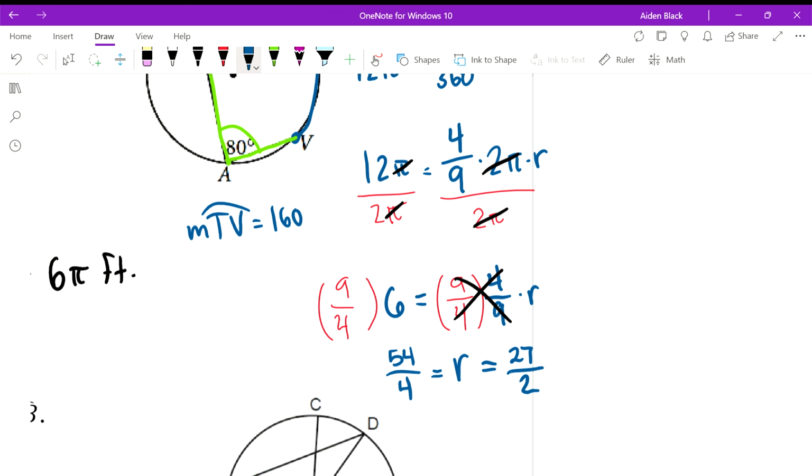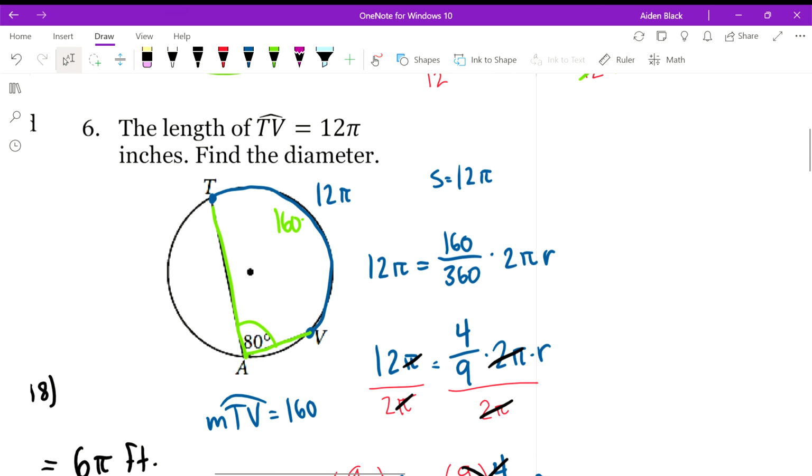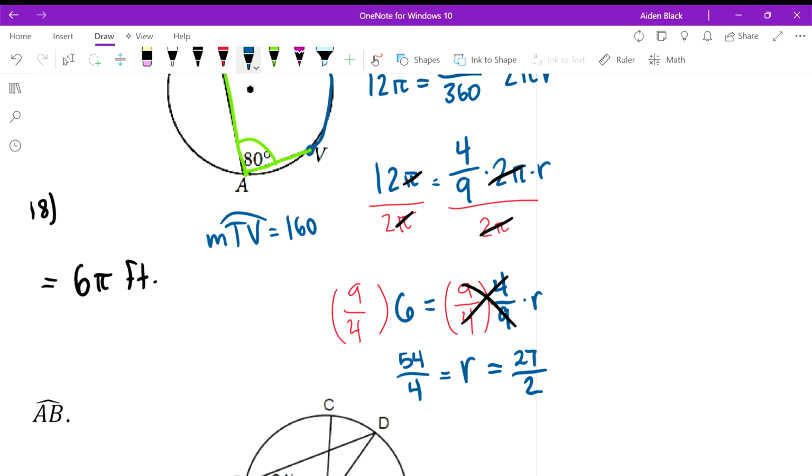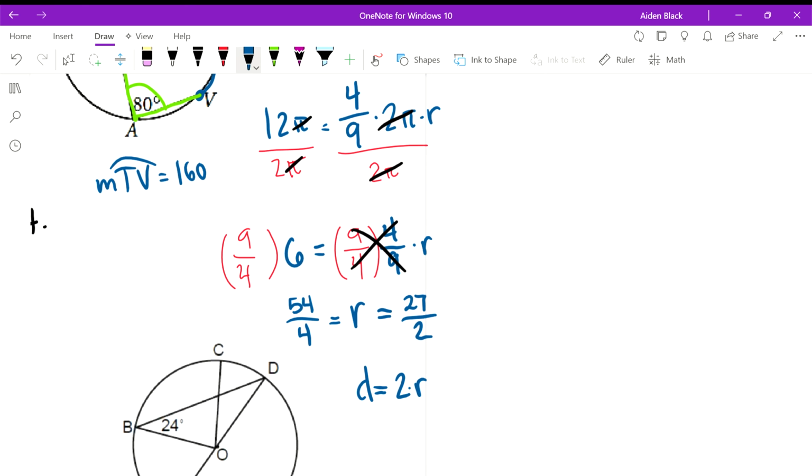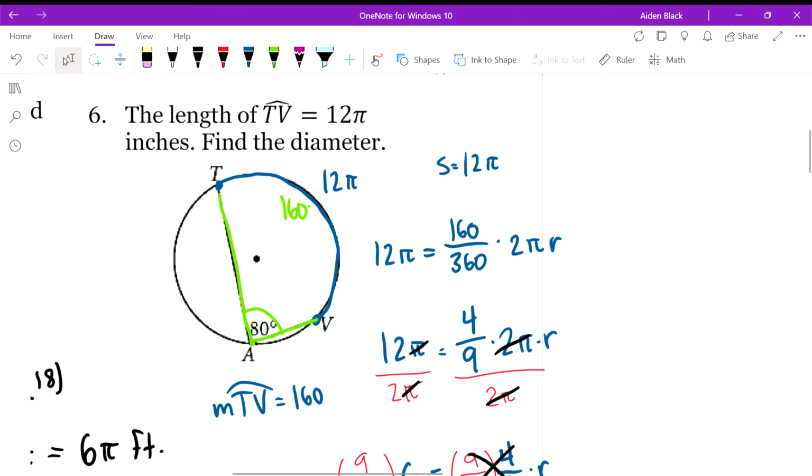This question, though, isn't asking for the radius, it's asking for the diameter. That's easy, right? We know that the diameter is equal to 2r, right? It's 2 times the length of the radius. And in this case, 2 times 27/2. The 2's cancel, and all you're left with is 27. So the diameter is equal to 27 inches.